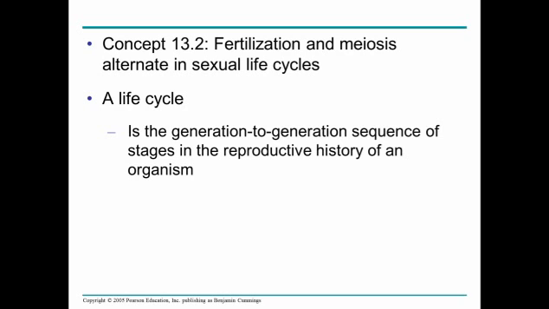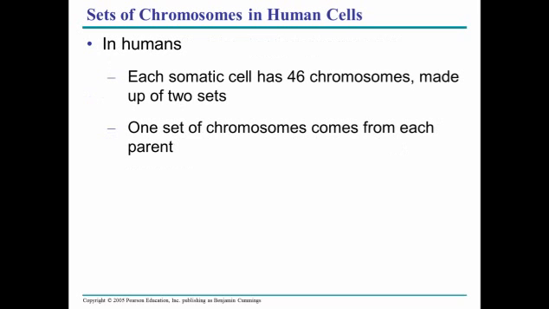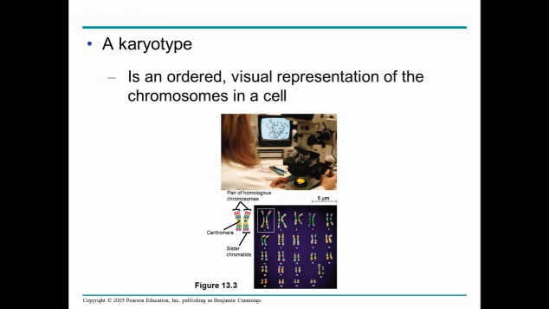And what is described as life cycles here is from one generation to the next in the production of an organism and its sexual history. So if we look at chromosomes in human cells, you have 46 chromosomes from two different sets, so 23 different types of chromosomes, and you have two of each of those for a total of 46. And one group of 23 came from mom, and one group of 23 came from dad.